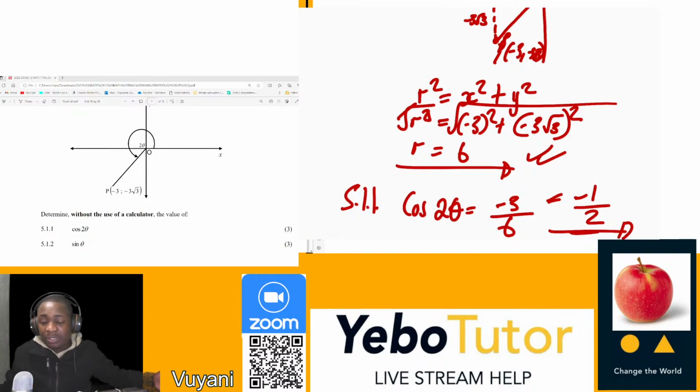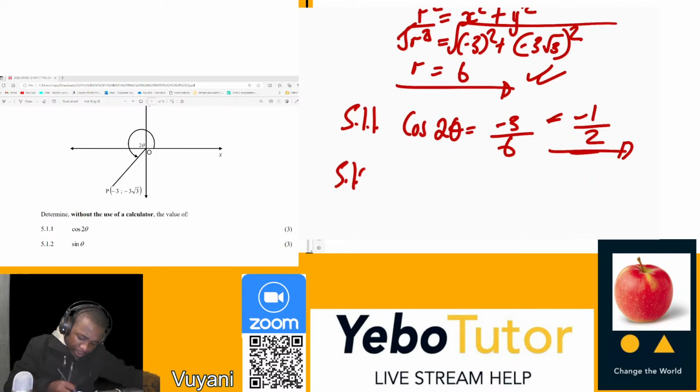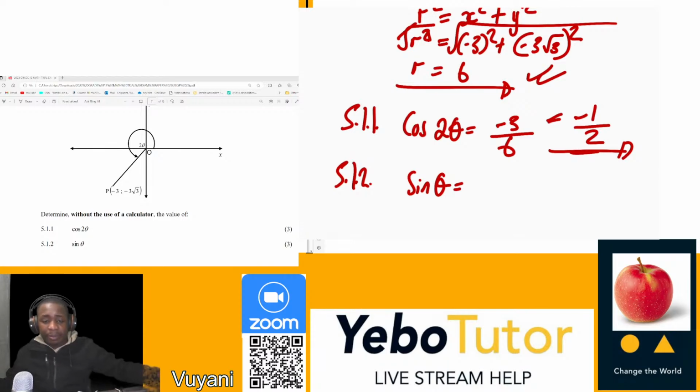So the first thing was to find the missing side, which is the hypotenuse in this instance. Then after that, we can calculate. What is sine theta? 5.1.2. We know sine theta is always the opposite over hypotenuse. So since it's opposite over hypotenuse, we can solve this.